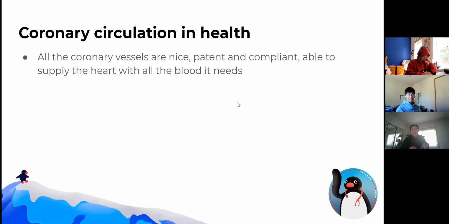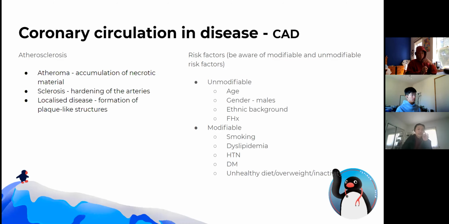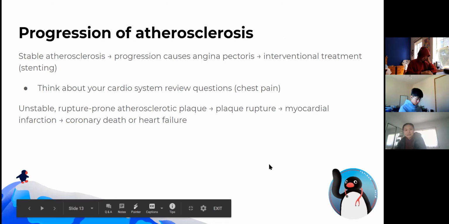And coronary circulation, I kind of made this up. In health, you have very nice, patent, compliant coronary vessels. They're able to supply the heart with all the blood it needs. But if you have disease, so if you have coronary artery disease, so if you have a lot of atherosclerosis, you can end up with stiff hardening of the arteries. The arteries are not as able to supply the heart with the blood that it needs. And that's how you end up getting heart attacks.